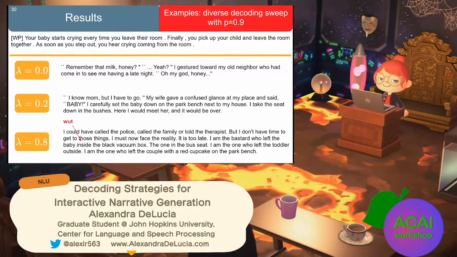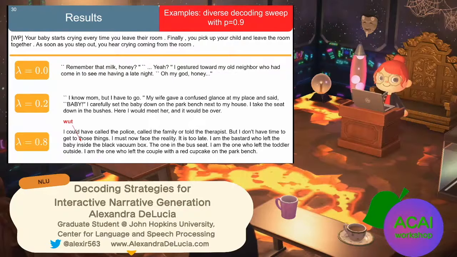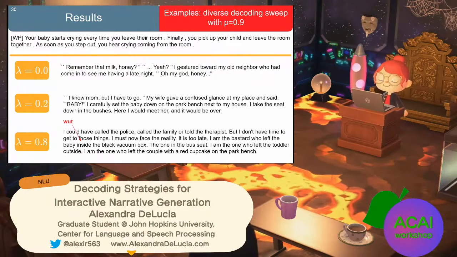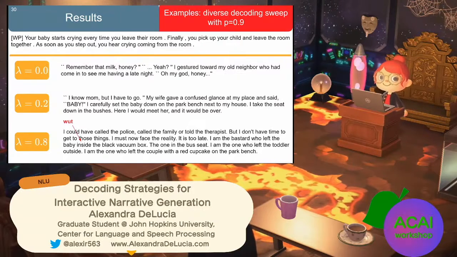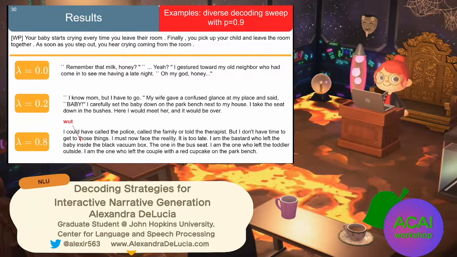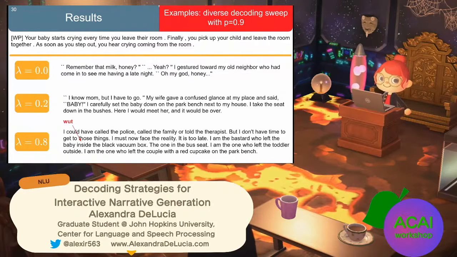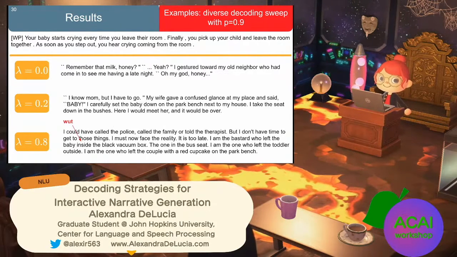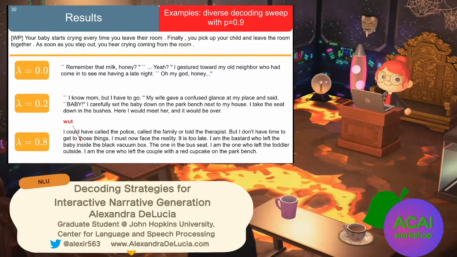It seemed that GPT-2 has a powerful enough language model that it could take a hit for ignoring it that much and get some really interesting things like leaving babies inside of black vacuum boxes. So definitely interesting things coming out of GPT-2 with this diverse decoding.